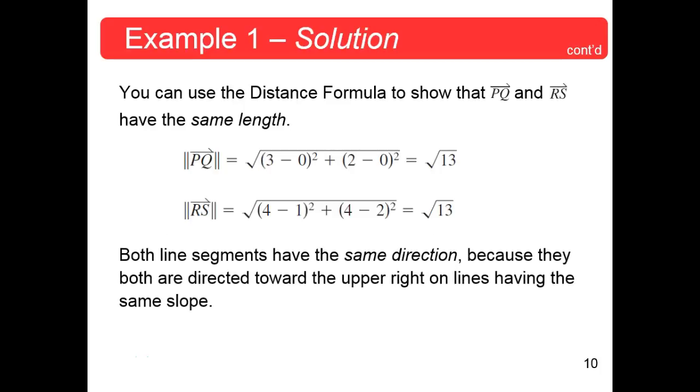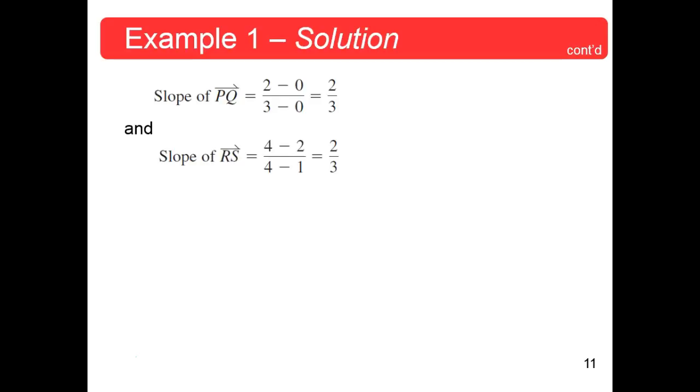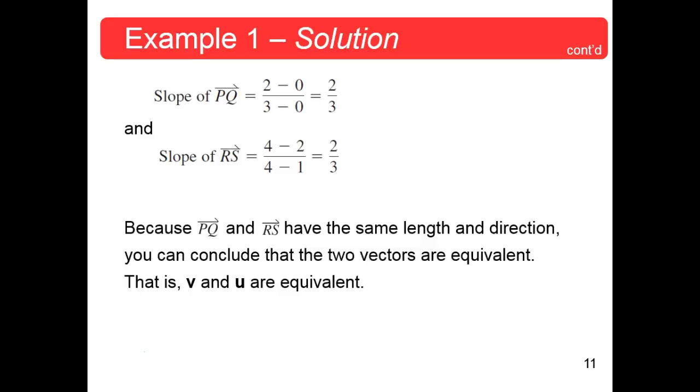Both line segments have the same direction because they both are directed toward the upper right on lines having the same slope. The slope of PQ is rise over run, 2 minus 0 over 3 minus 0, which is 2/3. The slope of RS is 4 minus 2 over 4 minus 1, which is also 2/3. Because they have the same length and the same direction, you can conclude the two vectors are equivalent.